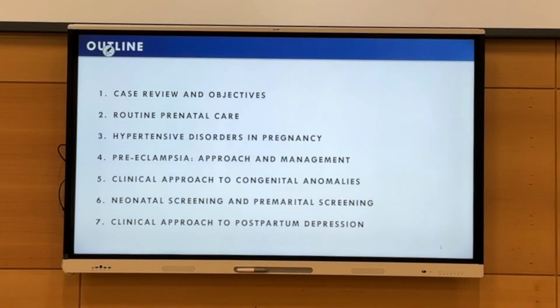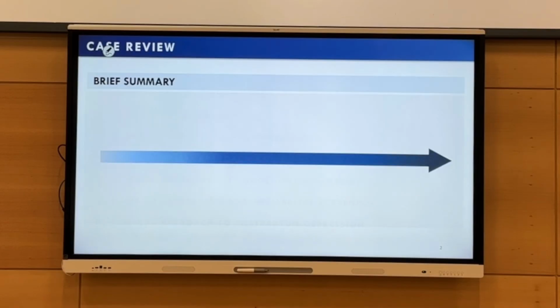So this is, remember, the outline. We'll do first the case review and objectives, and then we'll discuss the routine prenatal care, hypertensive disorders in pregnancy, preeclampsia, approach to management, and clinical approach to congenital anomalies, neonatal screening and pre-eclampsia screening, and clinical approach to postpartum depression. Supposedly we're going to cover these objectives, but we'll briefly touch upon them. If there's no time, I'll take the presentation.